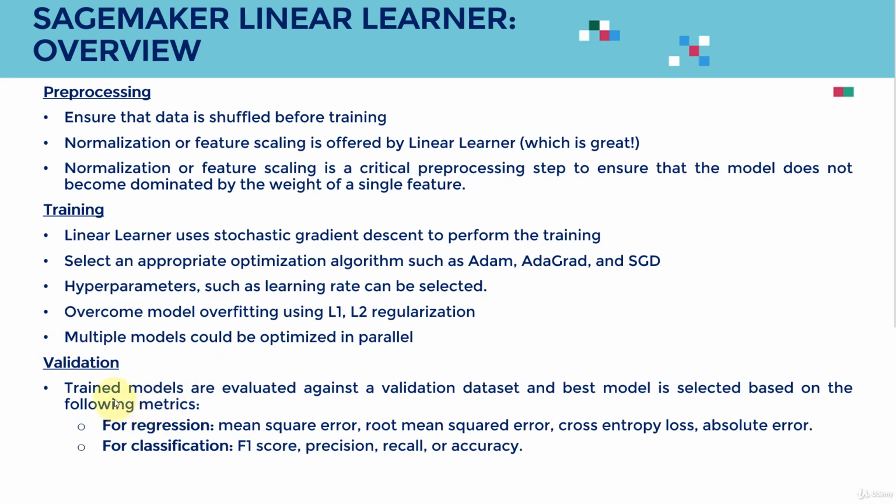Once your model is trained, it's time for validating that model. Trained models are validated against the validation data set, and the best model is selected based on the following metrics. If you're doing regression, you can look at metrics such as mean squared error, root mean squared error, cross entropy loss, and absolute error. And for classification, you can leverage precision, recall, F1 score, and accuracy as well.